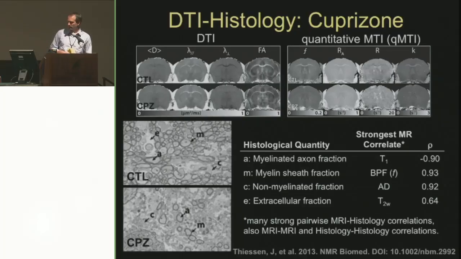And so this kind of highlights the problem. Their strongest MRI correlates are shown here, but there were many strong pairwise correlations between the MRI and histology, and also between the MRI and MRI, as well as the histology and histology. So there are many different factors coming into play here, although with studies like this, we can start to address which one might be most sensitive to certain pathologies.